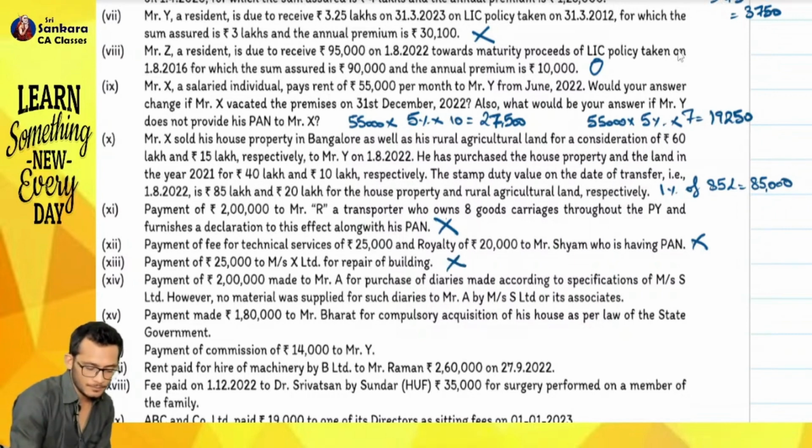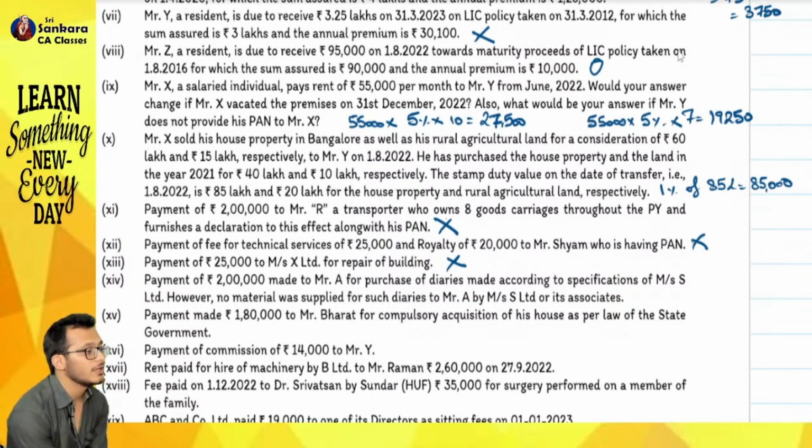Not applicable. Payment of 2 lakhs made to A for purchase of diaries made according to the specifications of Mr. S. However, no material was supplied for such diaries to Mr. A by Mr. S or his associates. Job work, not job work? Not a job work. You look at section number 194Q. This is a sale of product. 194Q, limit is 50 lakhs. This number is 2 lakhs. TDS applicable, not applicable?